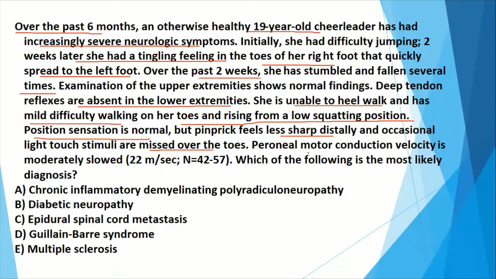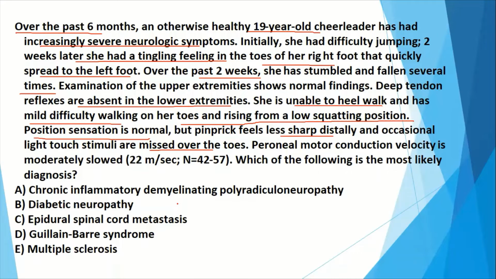So the question says that the patient is having progressive ascending paralysis, right? Ascending flaccid paralysis, because deep tendon reflexes are also absent. So the patient is having ascending flaccid paralysis along with minimal sensory involvement for the last 6 months. So what is the diagnosis? Okay, as I have mentioned, the patient is having ascending flaccid paralysis.